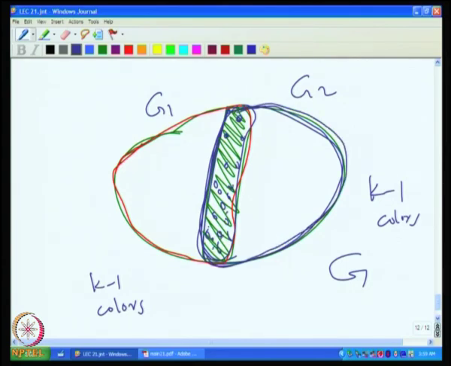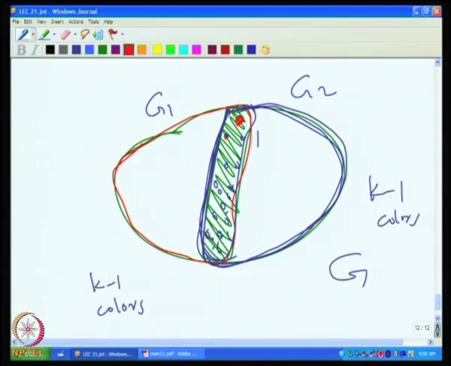Now we can try to paste them together because they are all different colors. We will take G1's coloring and then try to paste G2 on that. But it may happen that here G1 has given red color, and G2 is trying to give green color to it. What will we do? In G2, we will exchange red and green. That means whichever vertex was given red color will be green and green will be red, so that there will be a coincidence here. Similarly, here there will be another color. If there is a clash, that color will be renamed.